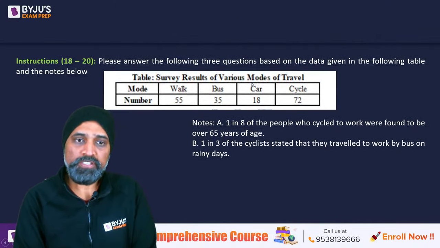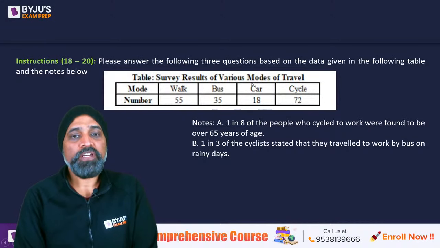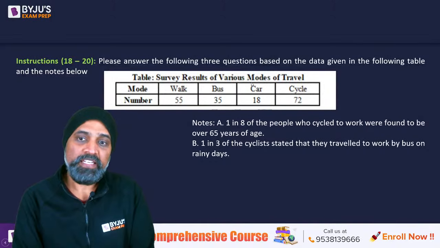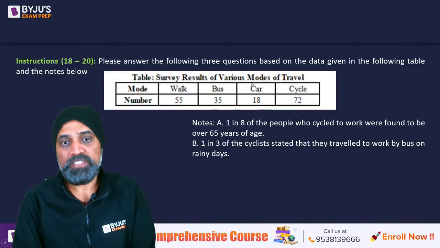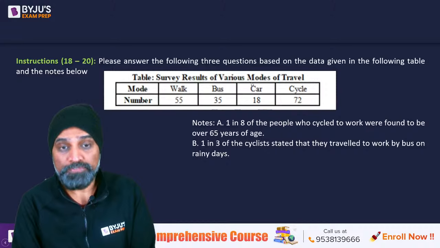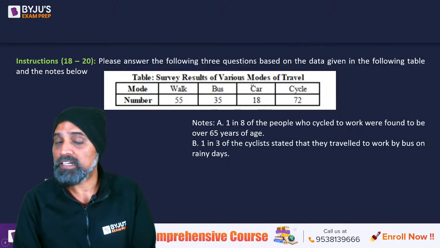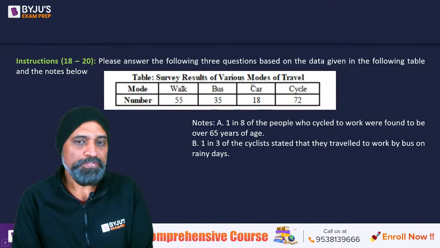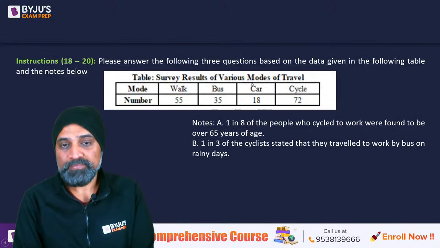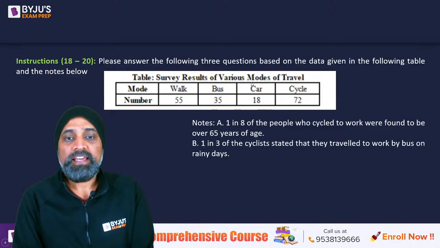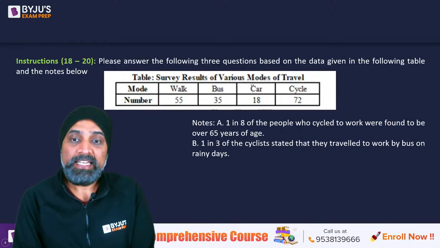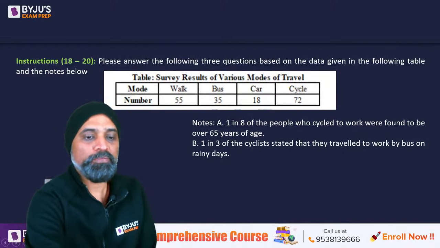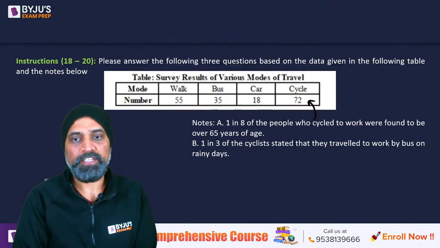Okay. Next questions. Please answer the following 3 questions, 18, 19, 20, based on the data given in the table and the notes below. The table says survey results of various modes of travel. The mode is walking, bus, car, or cycle, and the numbers are 55, 35, 18, and 72. Note 1: 1 in 8 of the people who cycle to work were found to be over 65 years of age.